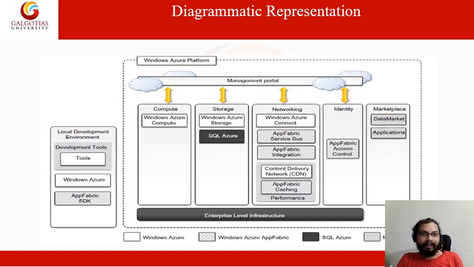So that diagrammatic representation will be incorporated with the content which we have discussed till now. Check with this diagram. Right now it has two components. One is the component which has the platform for managing the portal. Another one is the application form.